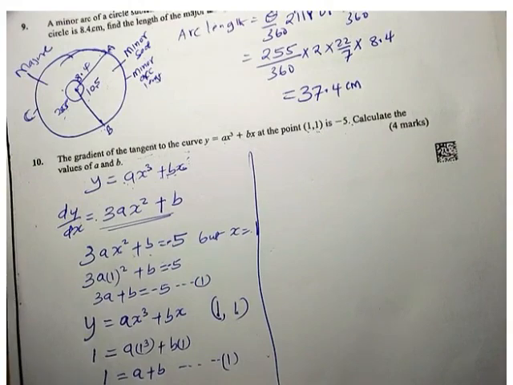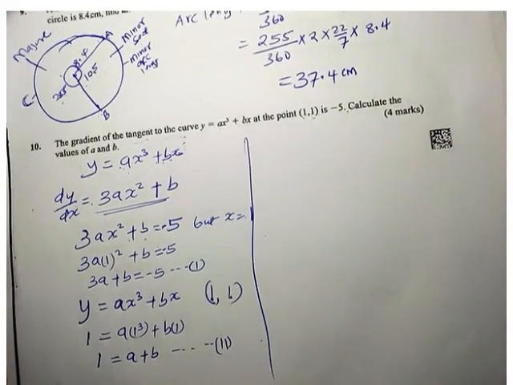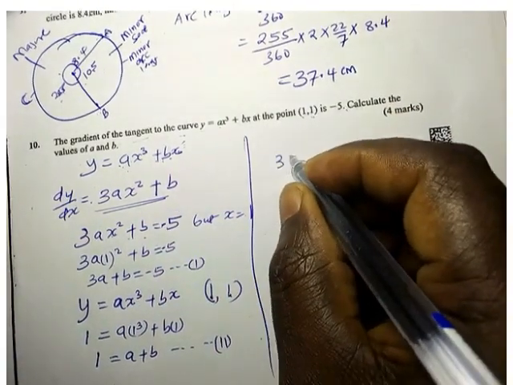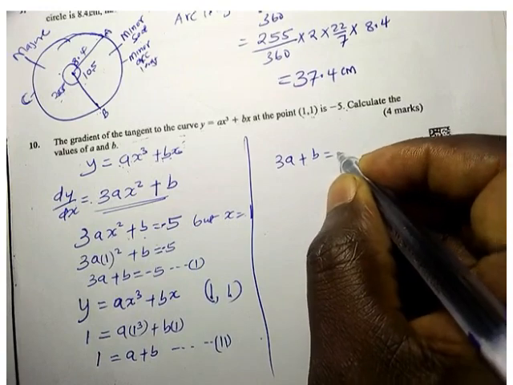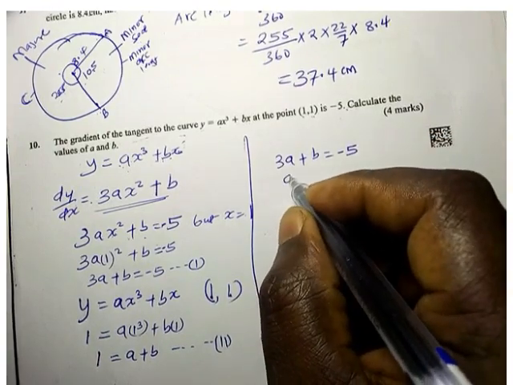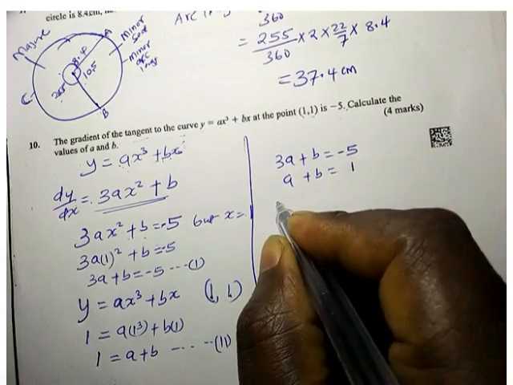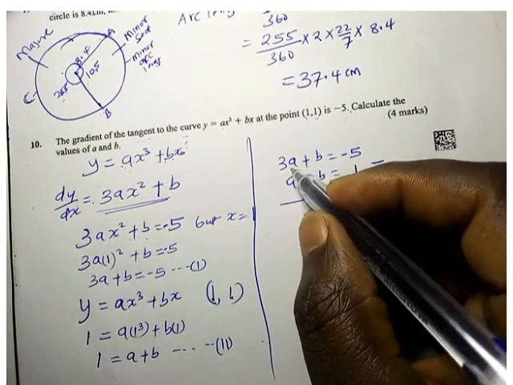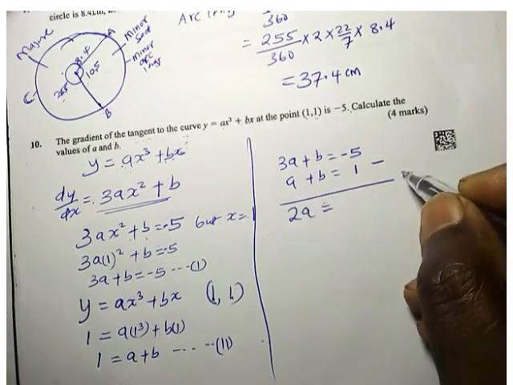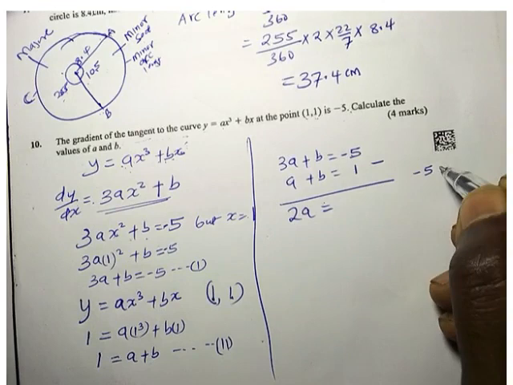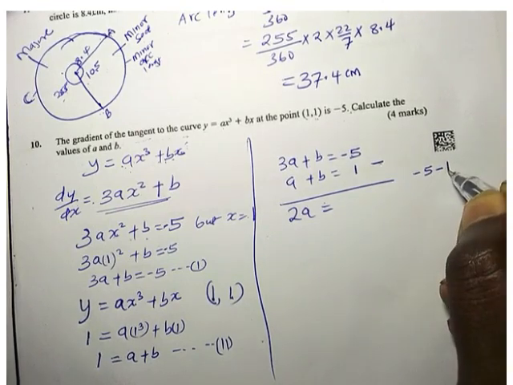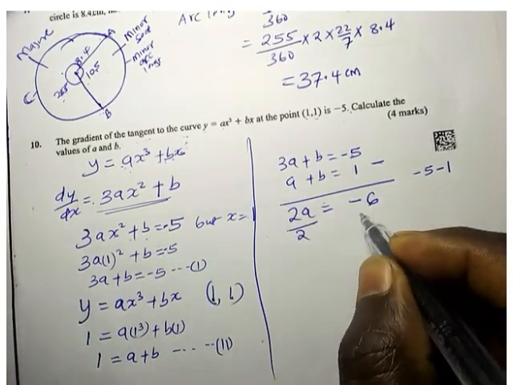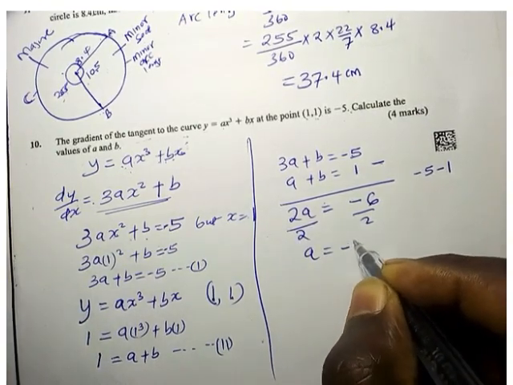Now we are going to use equation 1 and equation 2 to solve for the values of a and b. Now we have the first one as 3a plus b, which is equal to negative 5, and then a plus b, which is equal to 1. You will just subtract to eliminate b. This one is 0. This one is going to be 2a is equal to negative 5 minus 1. The answer is going to be negative 6. So divide by 2, divide by 2. So a is negative 3.